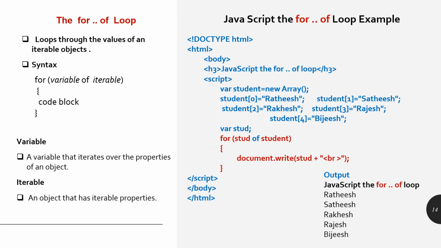Next loop is the for-of loop. Here it iterates through the values of iterable objects.